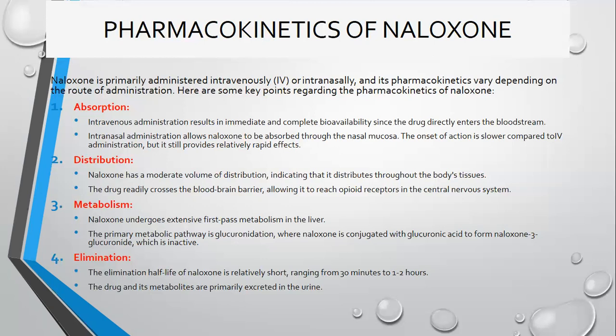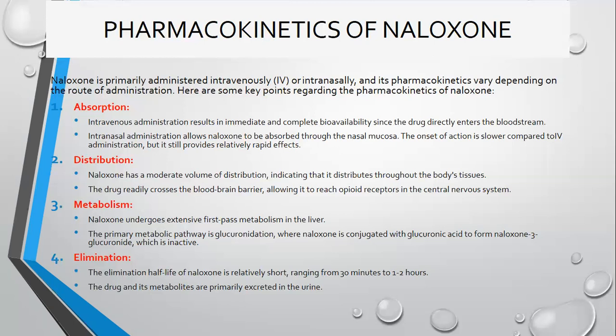The second one, intranasal administration, allows naloxone to be absorbed through the nasal mucosa. The onset of action is slower compared to intravenous administration, but it still provides a relatively rapid effect. When we give naloxone through the nasal cavity, it reaches the brain more quickly than the body. So it tries its best to overcome the opioid overdose.